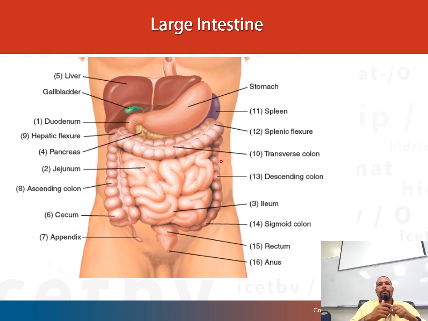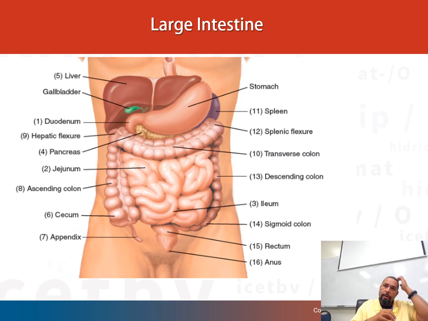The ascending colon extends from the cecum to the lower border of the liver and then turns abruptly to form the hepatic flexure. The hepatic flexure would be right there. The colon then continues across the abdomen to the left side as the transverse colon, curving beneath the lower end of the spleen to form the splenic flexure, right there. As the transverse colon turns downward, it becomes the descending colon.